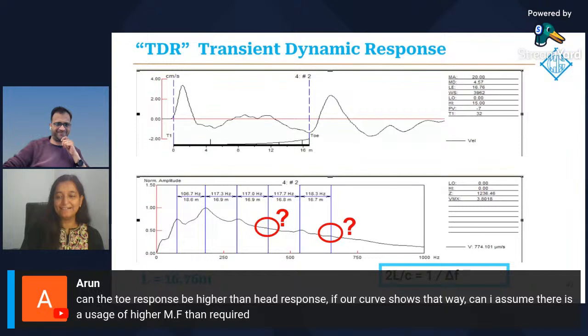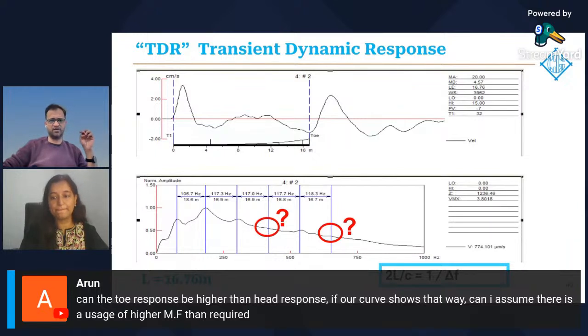Thank you, sir. Next question is from Arun. Can the toe response be higher than the head response? If our curve shows that, can I assume there's a usage of higher MF than required? Yes, you are right, Arun. Typically toe response would not be higher than the head response because of attenuation of the stress waves. So if you see that, most likely they've used a very high magnification factor, which needs to be reduced. Ideally, use a magnification factor to such an extent that the toe and head response amplitudes are consistent.